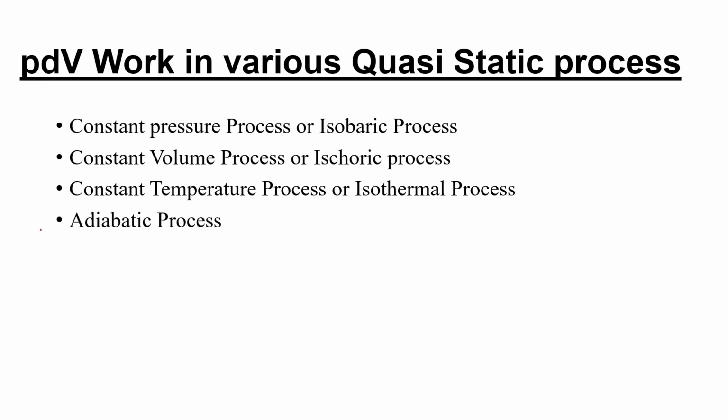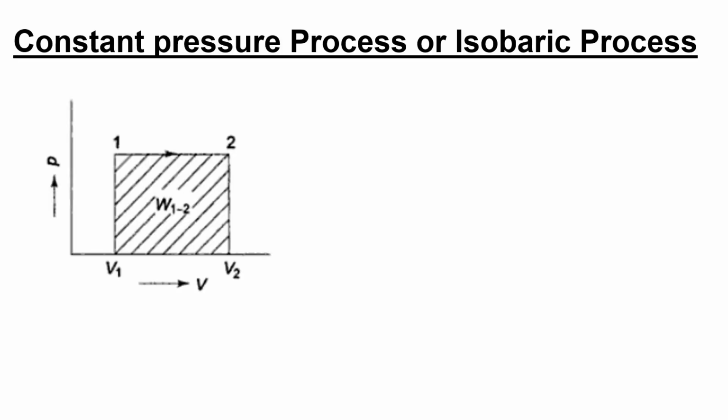Then you have the adiabatic process in which there is no exchange of heat with the surroundings. Okay, so Q will be 0. And then you have the polytropic process. We will see what it is later. So first let us discuss the constant pressure process or isobaric process.